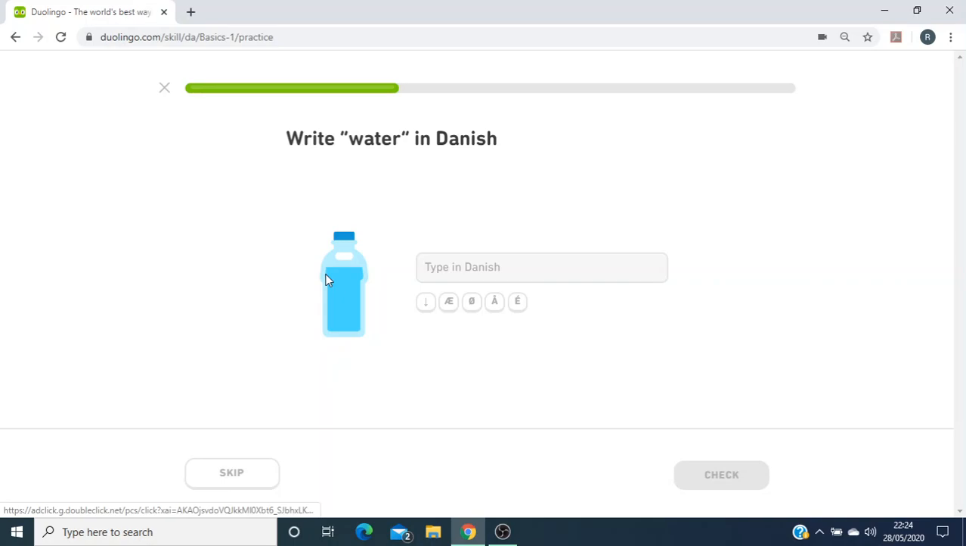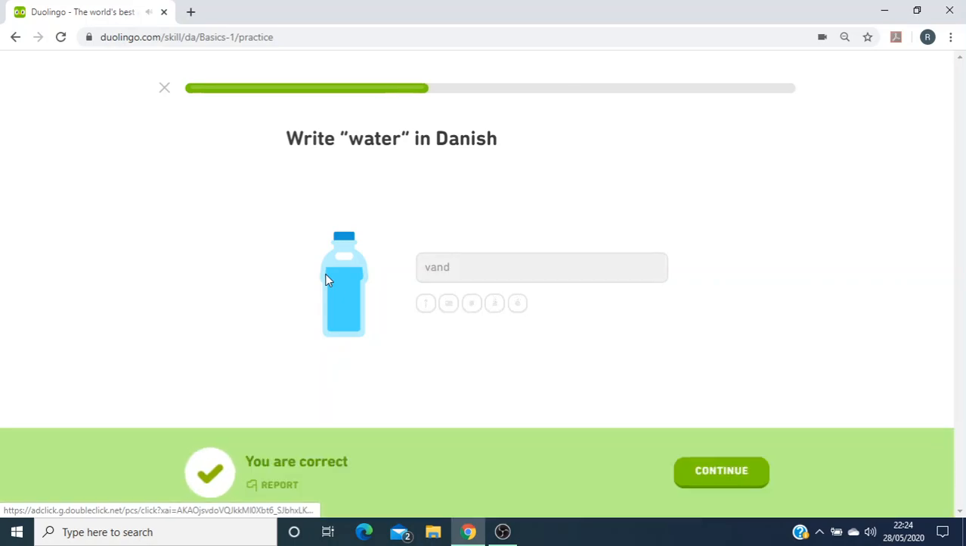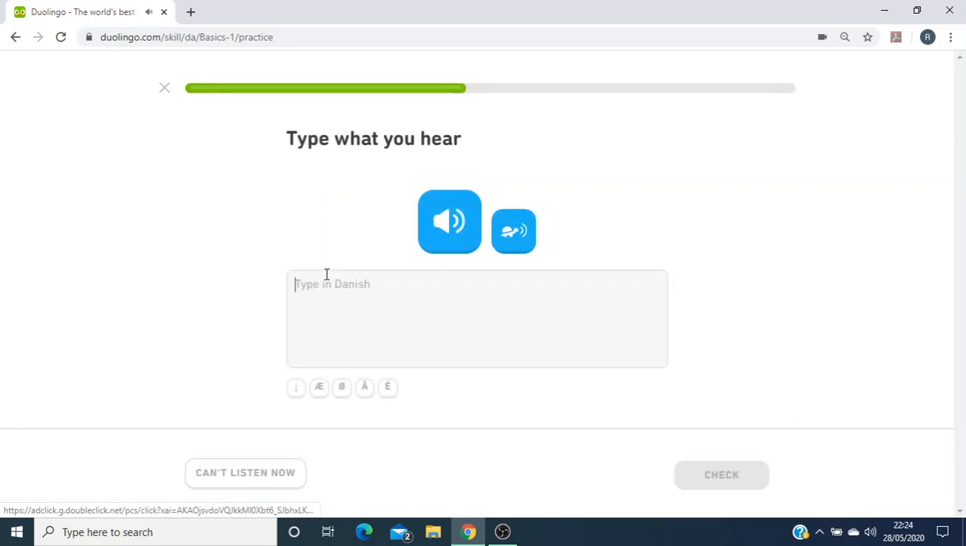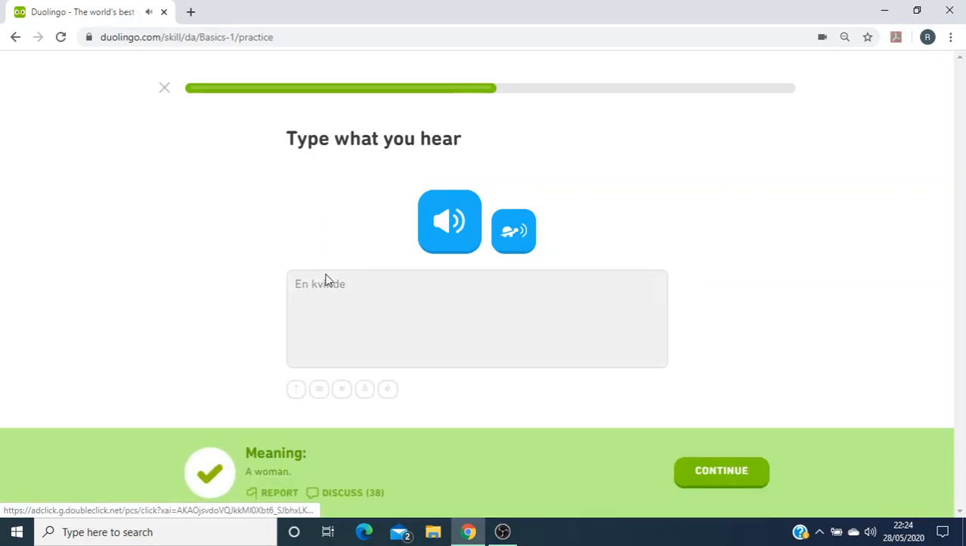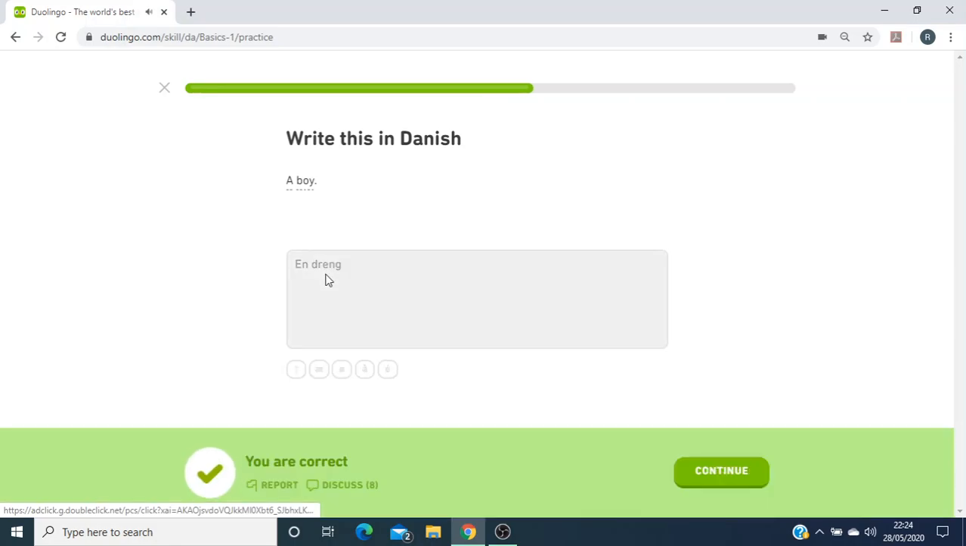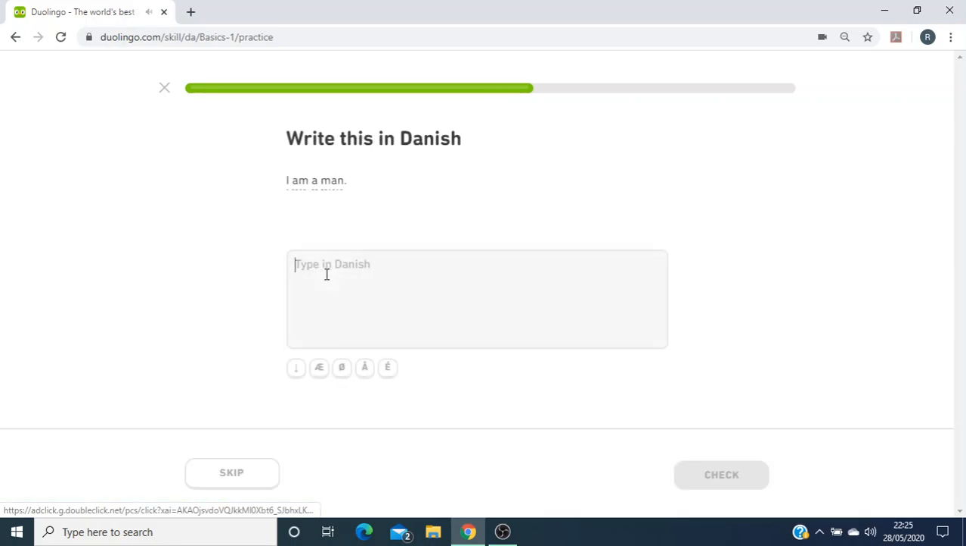Water is vand. It's spelled vand, but pronounced like vin. Han spiser et æble. That's han is he. He eats an apple. En kvinde. We've had that one. En kvinde. A boy is en dreng. I am a man is jeg er en mand.